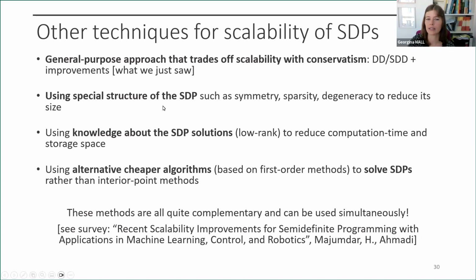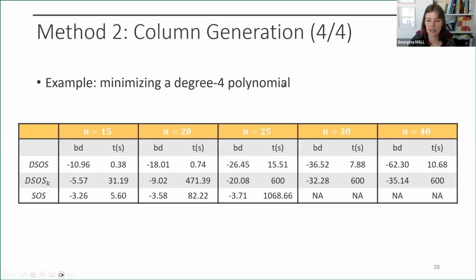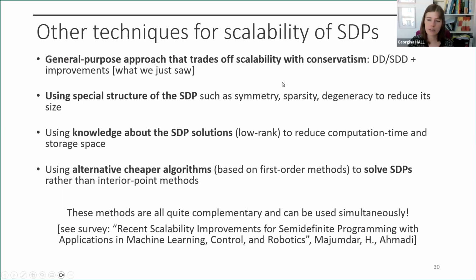But there are other ways of speeding up the scalability of semi-definite programs. One way is using knowledge about your semi-definite program, so special structures of your semi-definite program. For example, if your semi-definite program has a lot of symmetry in it, or it's a very sparse semi-definite program, or it's what we call degenerate, then you can use these characteristics to reduce its size and make it easier to solve.